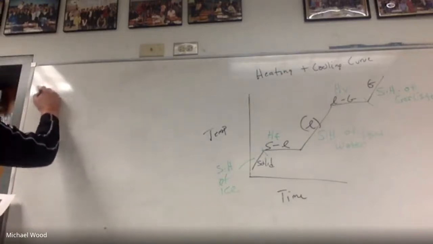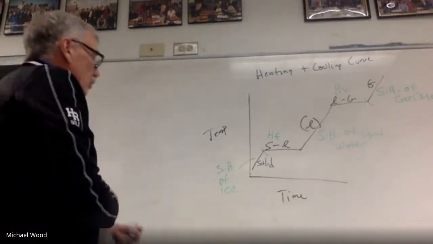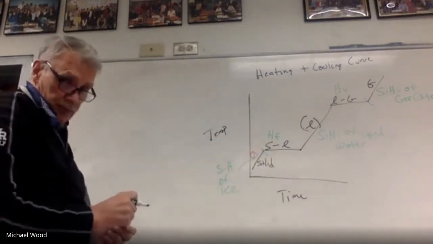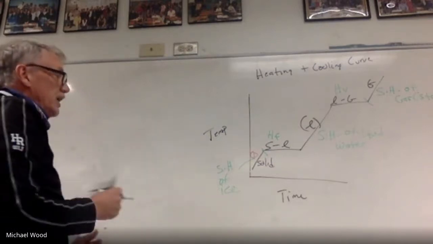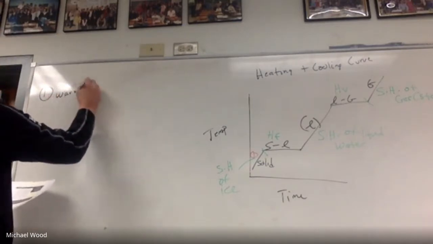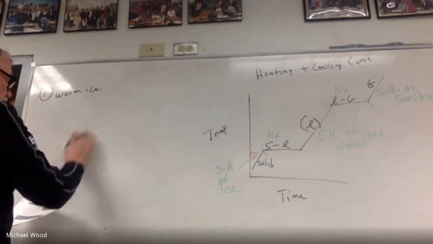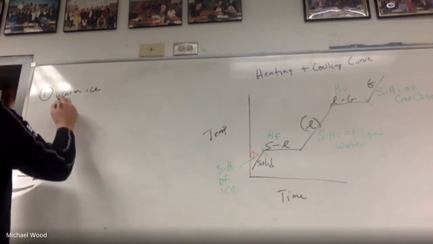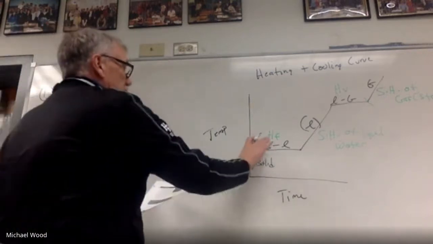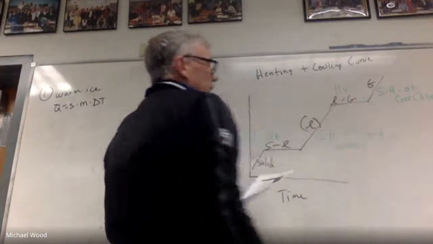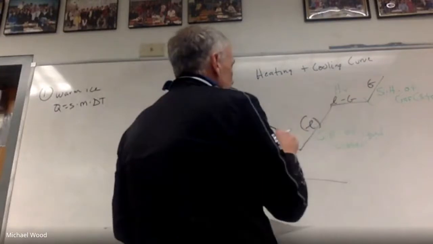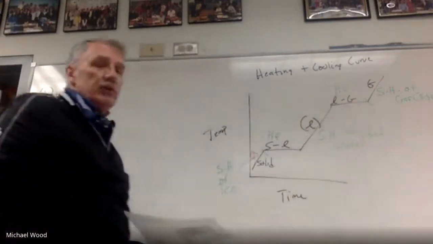So step number 1: we're going to get ice from negative 27 to 0, to the melting point. So warm ice. This is where I'm going to use Q = smΔT, and again, you have to be given the specific heat of ice. Whenever the temperature is going up, here, here, here, we're going to use Q = smΔT. Whenever the temperature is flat, we're going to use the heat of fusion or the heat of vaporization. So it's going to be a different calculation.